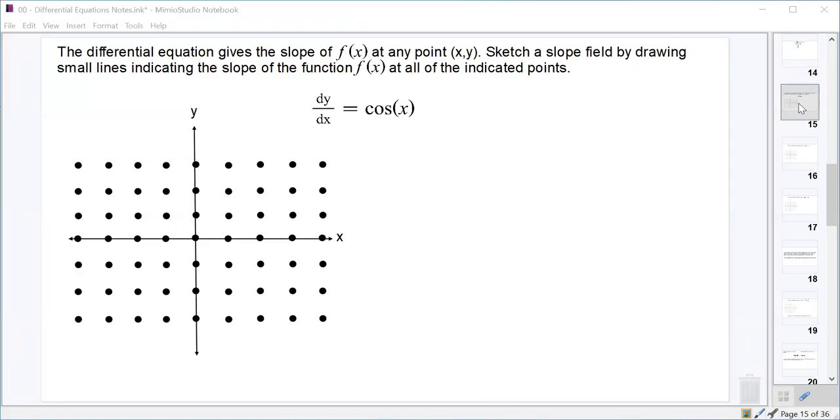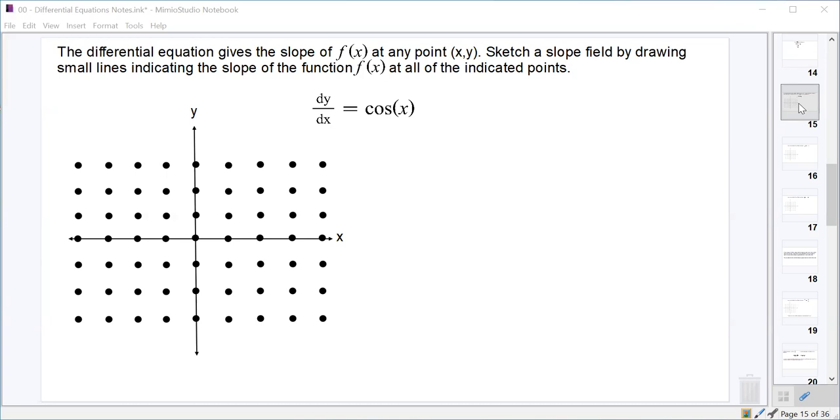Today we're going to talk about how to draw a slope field and then how to use that slope field to sketch a rough idea of what the solution to a differential equation looks like. So the first thing we have to think about when we're sketching a slope field is the fact that the derivative of a function tells us the slope of its tangent line at any given point, or the slope of the function at that point.